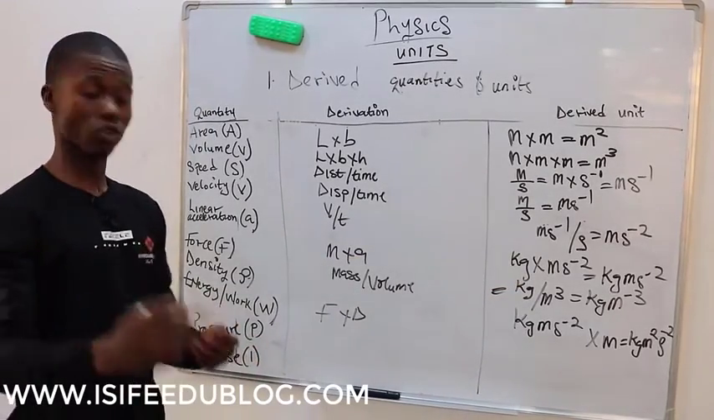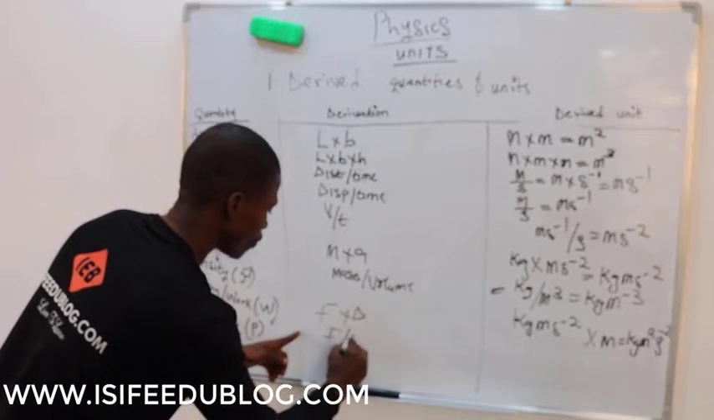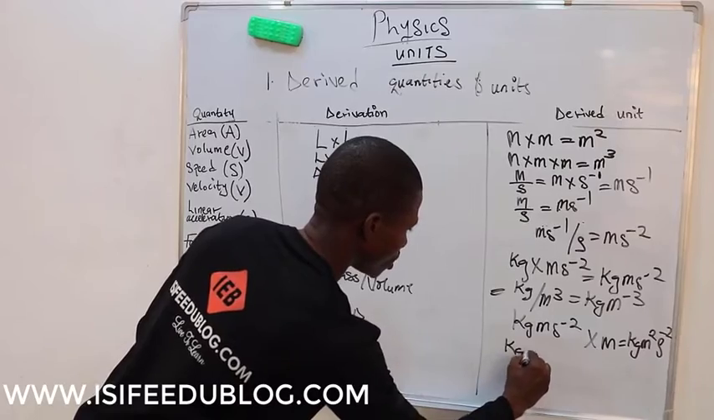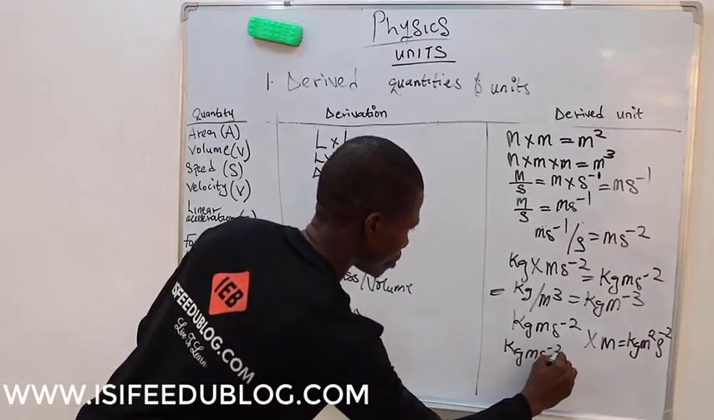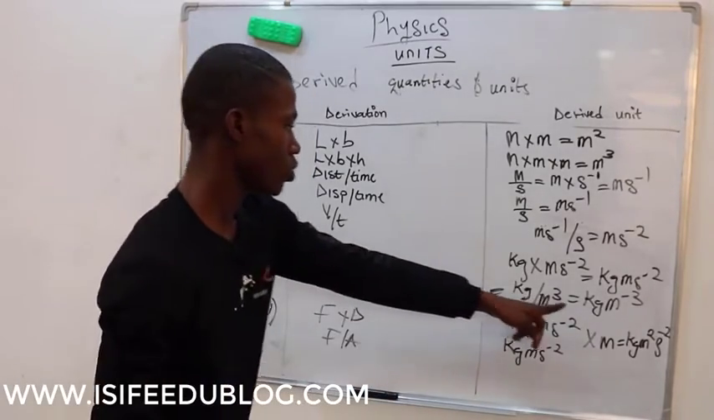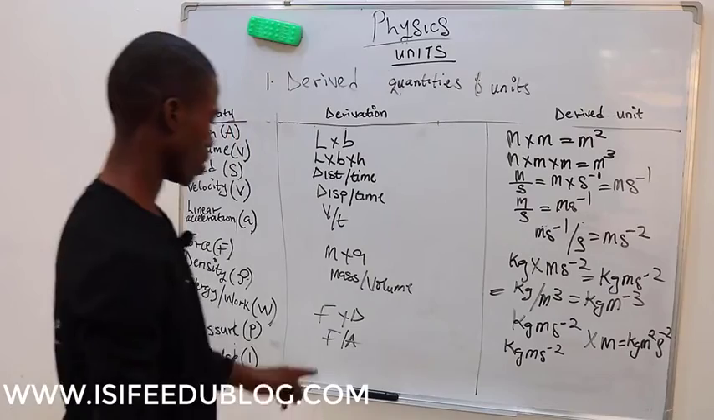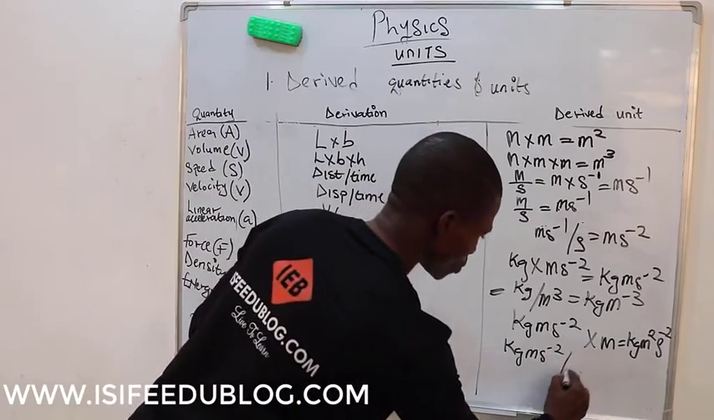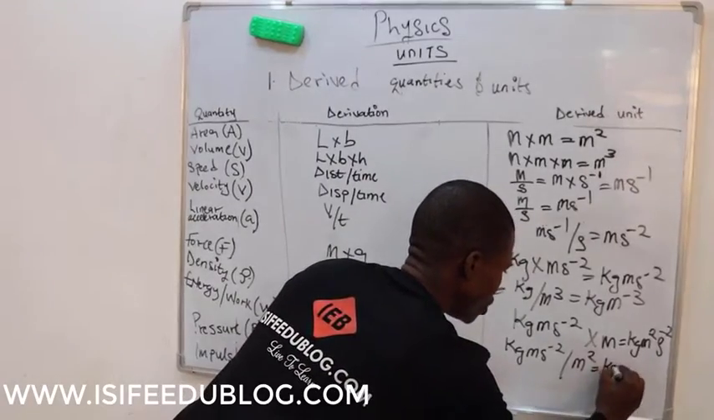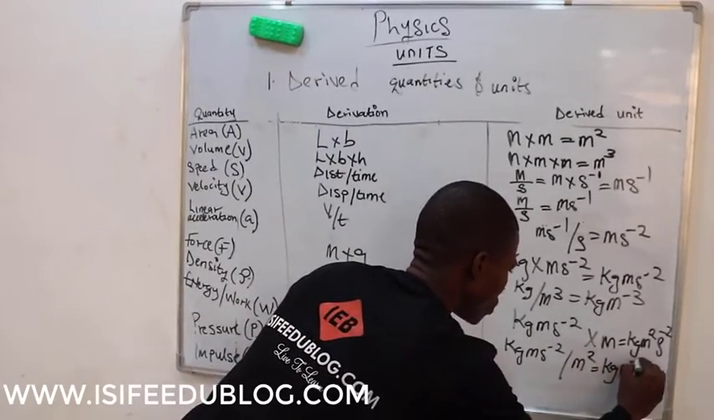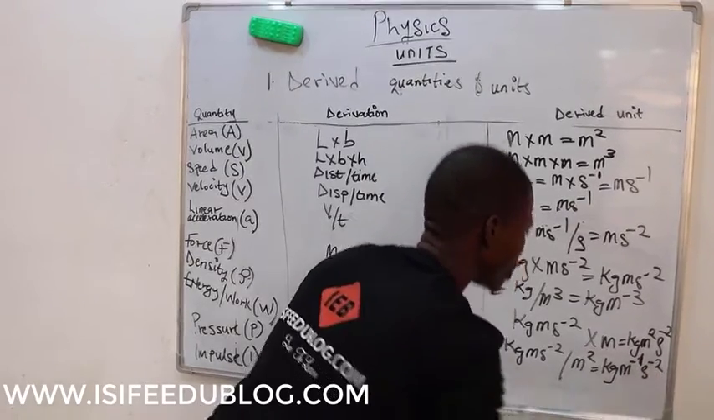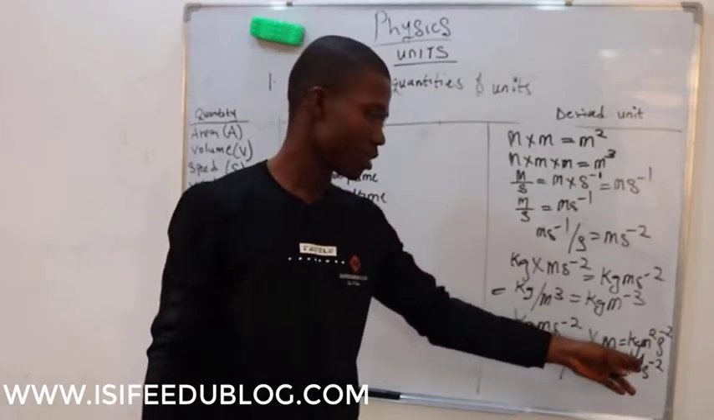The next is pressure, which is force over area. Force, if you check from our force, is kilogram meter per second squared, divided by area, which is meter squared. It will give us kg m^-1 s^-2. That is kilogram per meter per second squared.